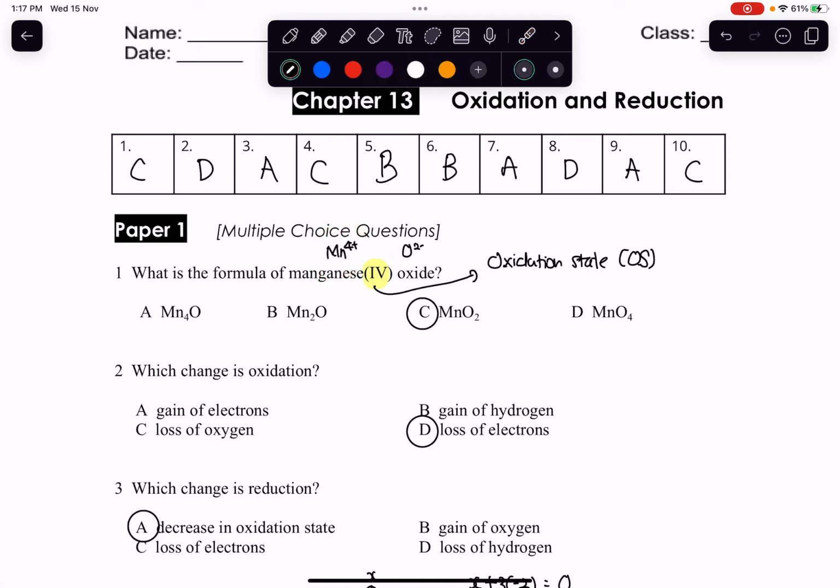In this case you cannot do the crisscross method, because if you crisscross, you will get Mn2O4, which is incorrect because it's not the simplified ratio, and more importantly 4 and 2 actually have the same highest common factor of 2. So you cannot do that. What you need to do is balance out a 4+ and a 2-. You realize that you need 2 times of 2-, so the answer is MnO2.